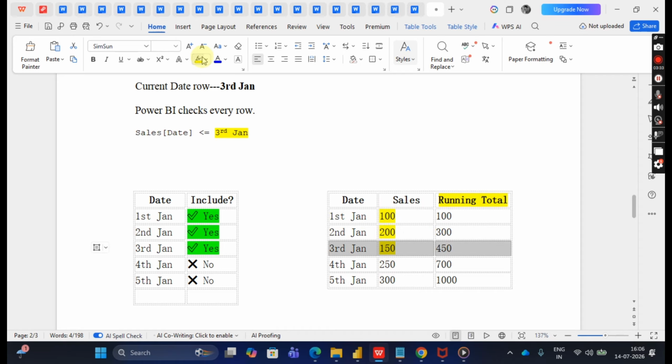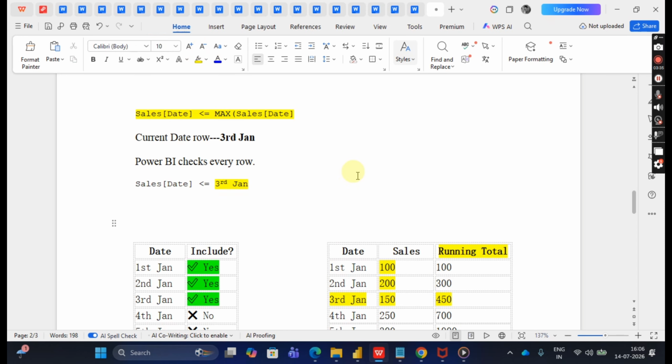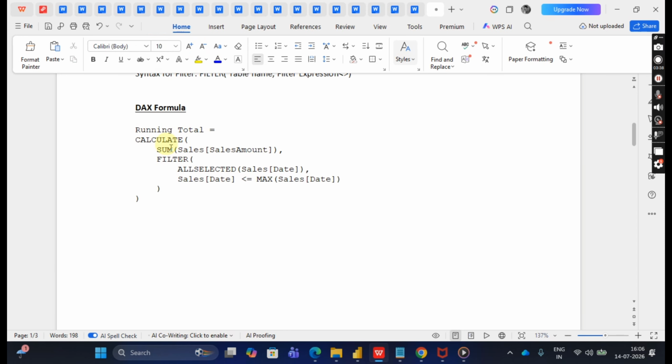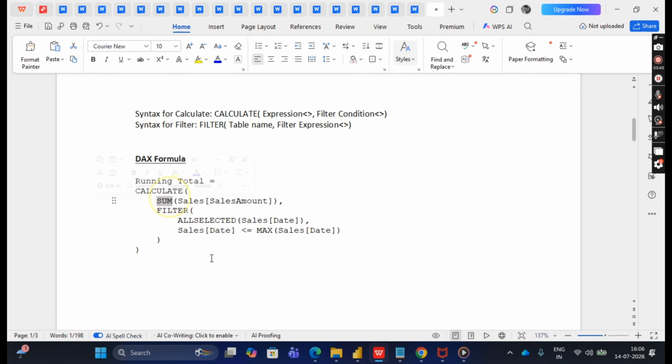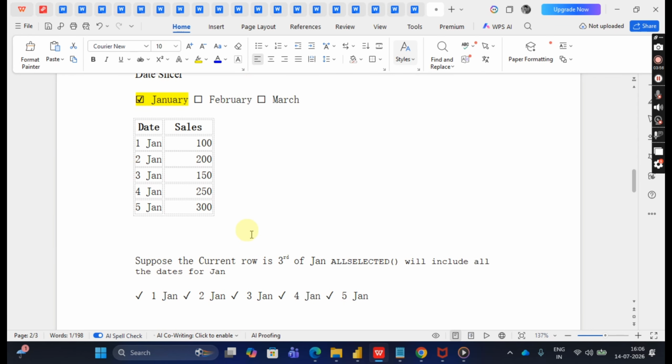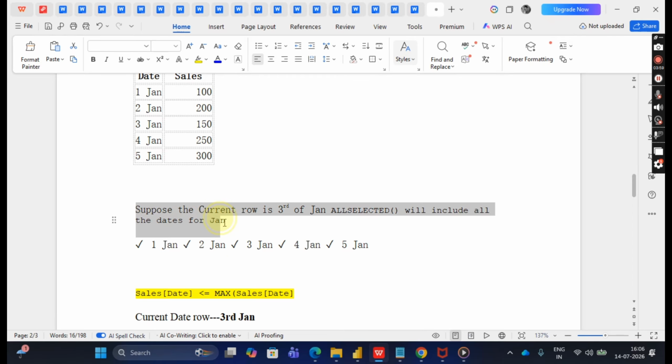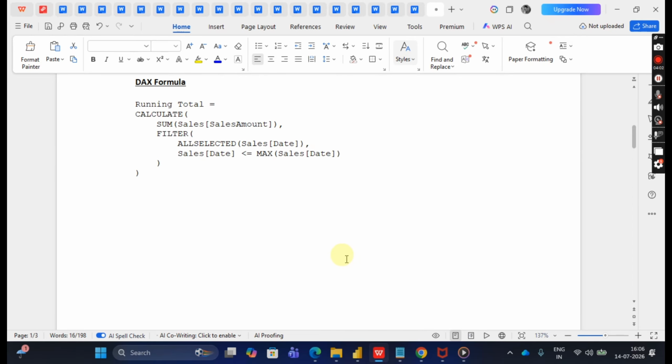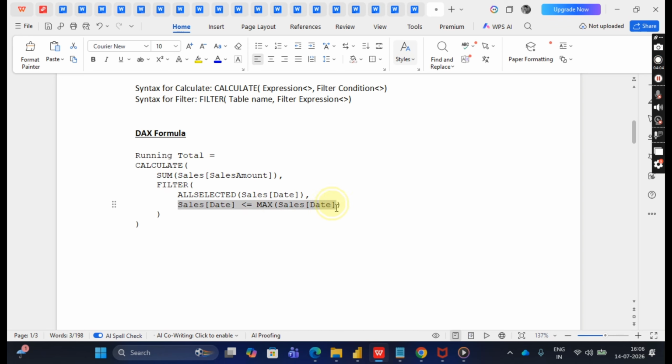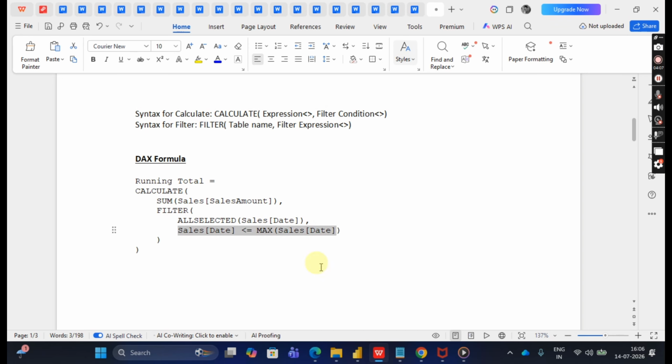Okay. So the complete flow is very simple. CALCULATE calculates the sales on the basis of a filter condition. SUM tells Power BI what to calculate. Okay. And it holds the expression which we want to calculate. FILTER decides which rows we want to keep. Okay. So ALLSELECTED starts with all the selected dates from the report, ignoring the current row's date filter. Okay. And sales date less than or equal to MAX of sales date, it keeps all the dates up to the current date. So finally, SUM adds the sales for those dates and returns the cumulative total.